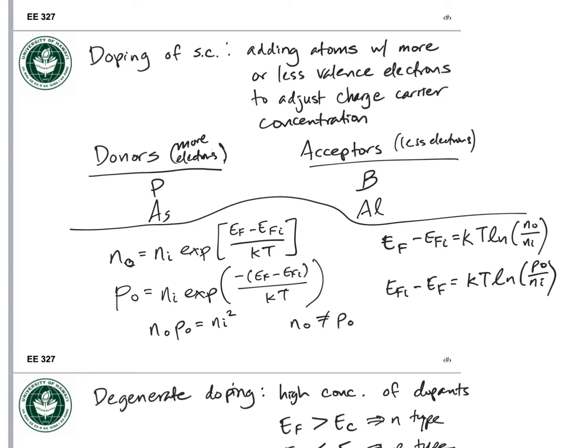But okay, so what happens? Let's say I have an N-type doped semiconductor. So what happens to my Fermi level as temperature increases? Does my Fermi level increase or decrease? Increase.